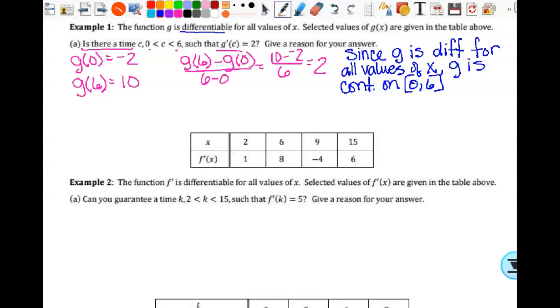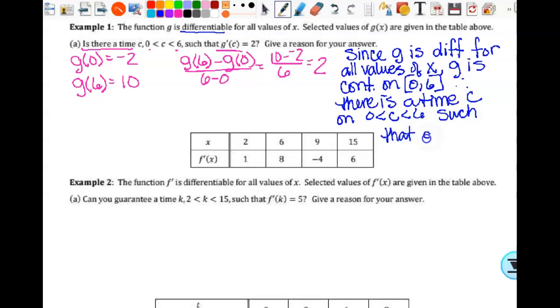And then we can say that, therefore, there is a time c on 0 to 6 such that g prime of c equals 2.